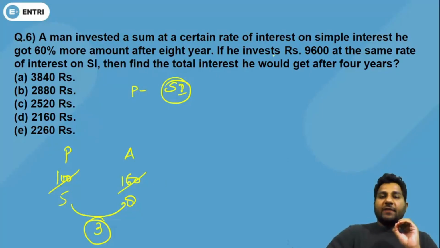If he invests 9600 at the same rate on simple interest, then find the total interest he would get after 4 years. So how are we going to do that?